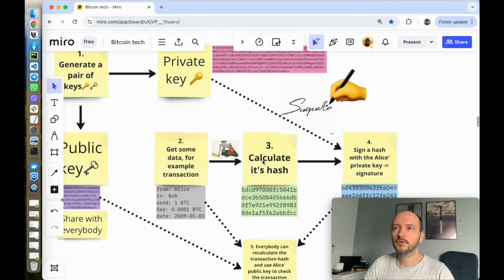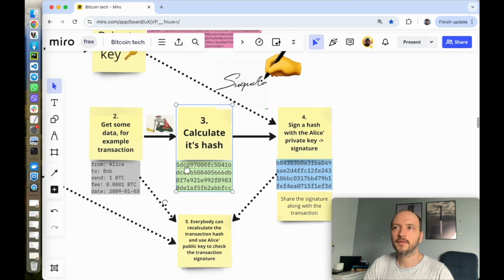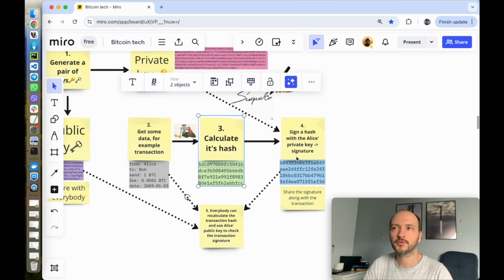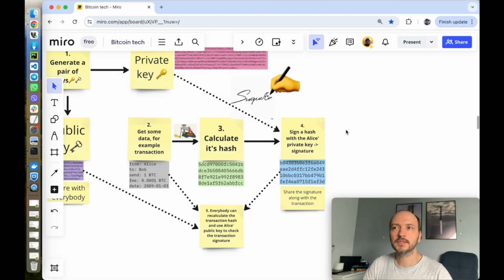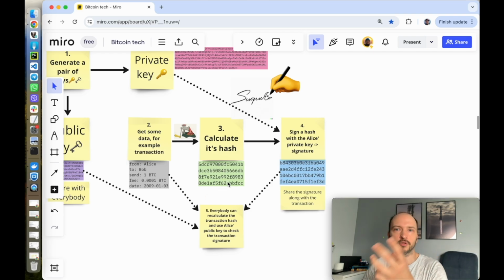you calculate the hash of this transaction, and then you sign the hash with Alice's private key and produce a signature. Signing is a mathematical operation which transforms the hash and produces a new short string or short number, similar to the hash in length but with different contents. The private key is used to produce this, so it's based on the private key and on the hash.